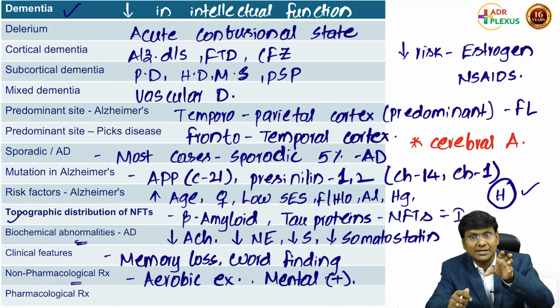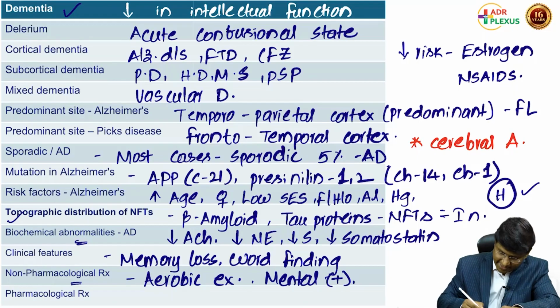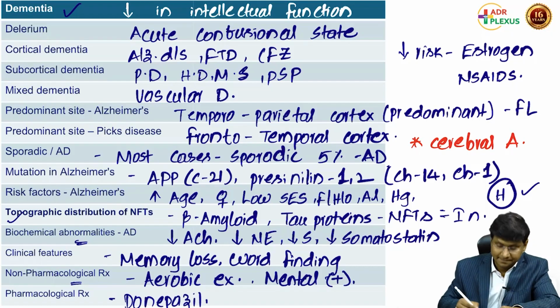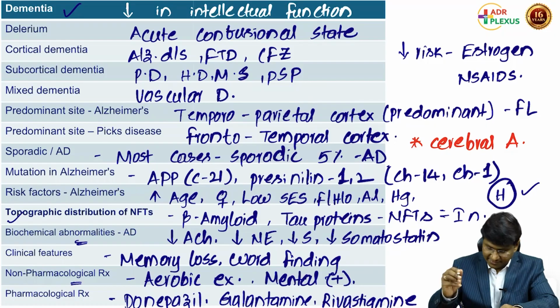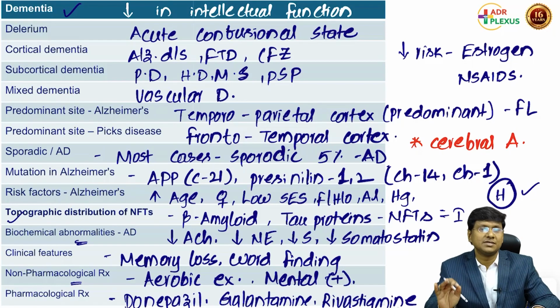So you need to give acetylcholinesterase inhibitors, which will increase the acetylcholine levels. And the examples include donepezil, then galantamine, and next rivastigmine, right? So these are the pharmacological drugs.